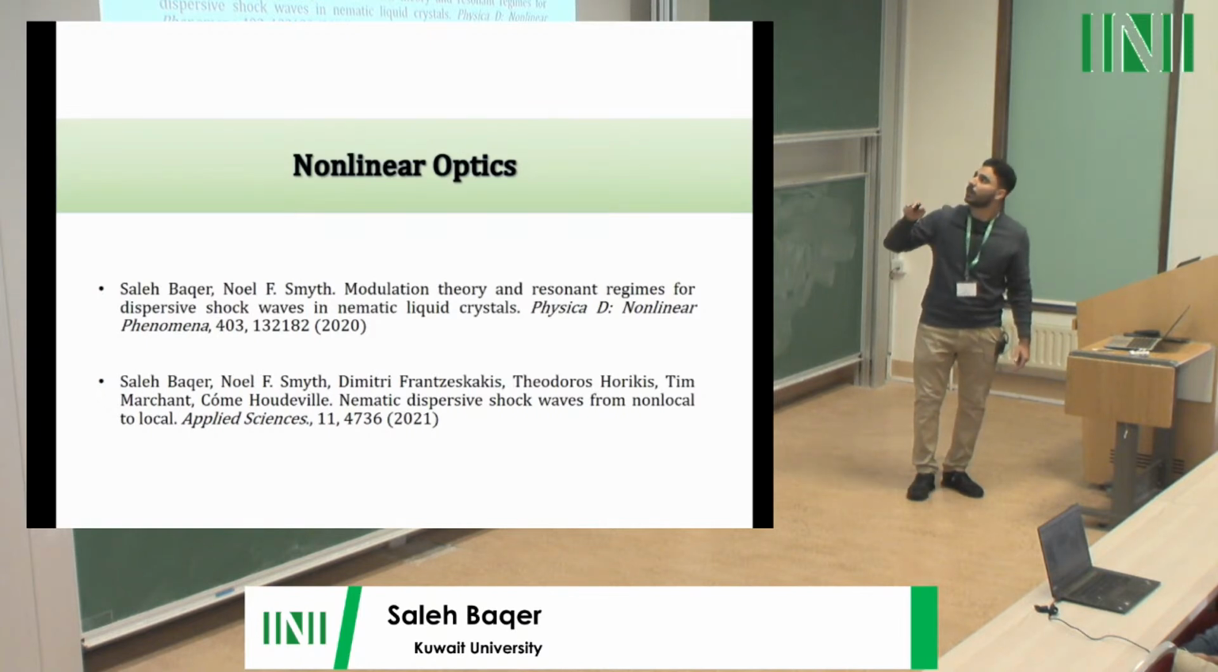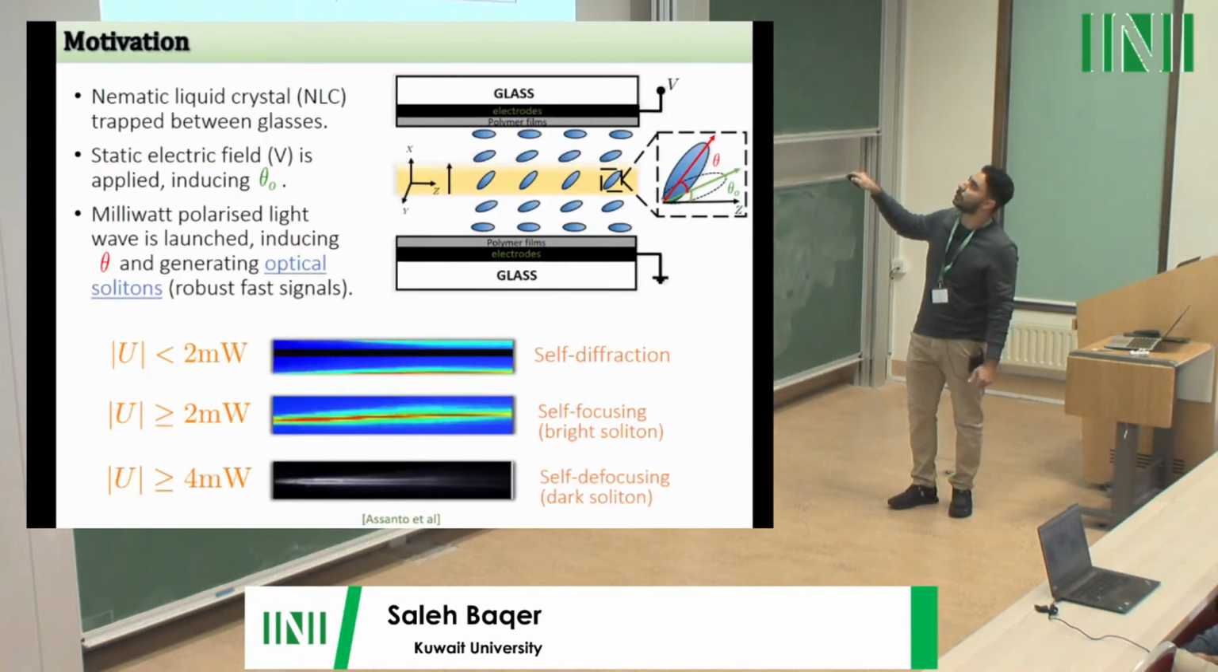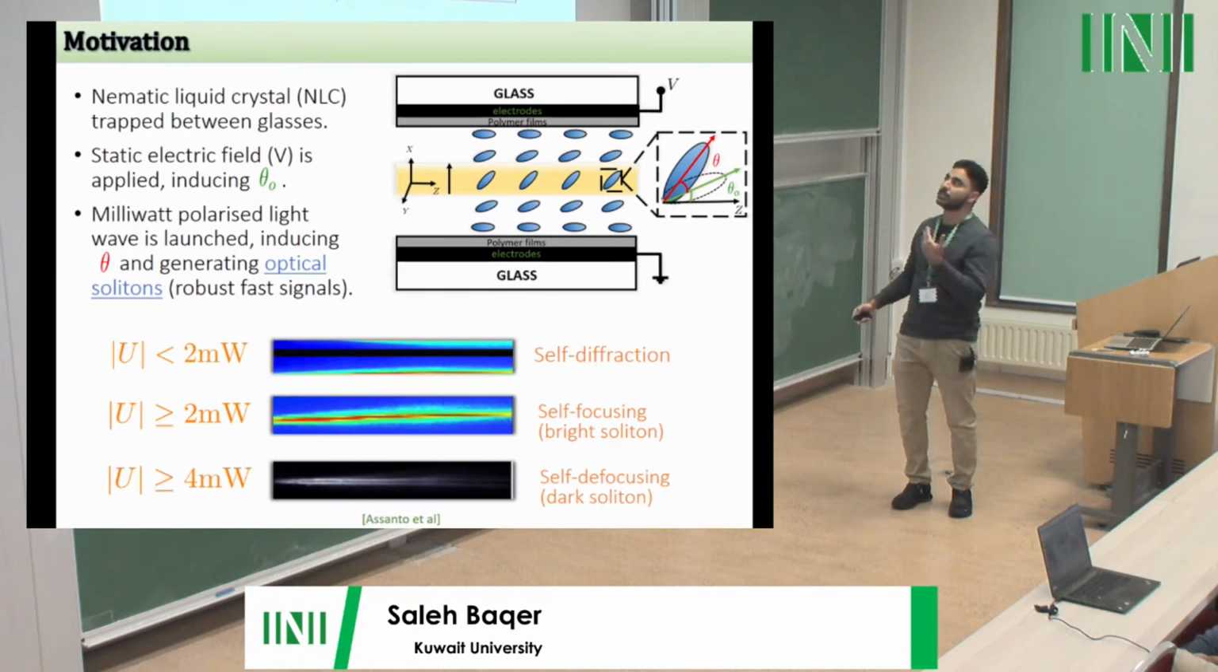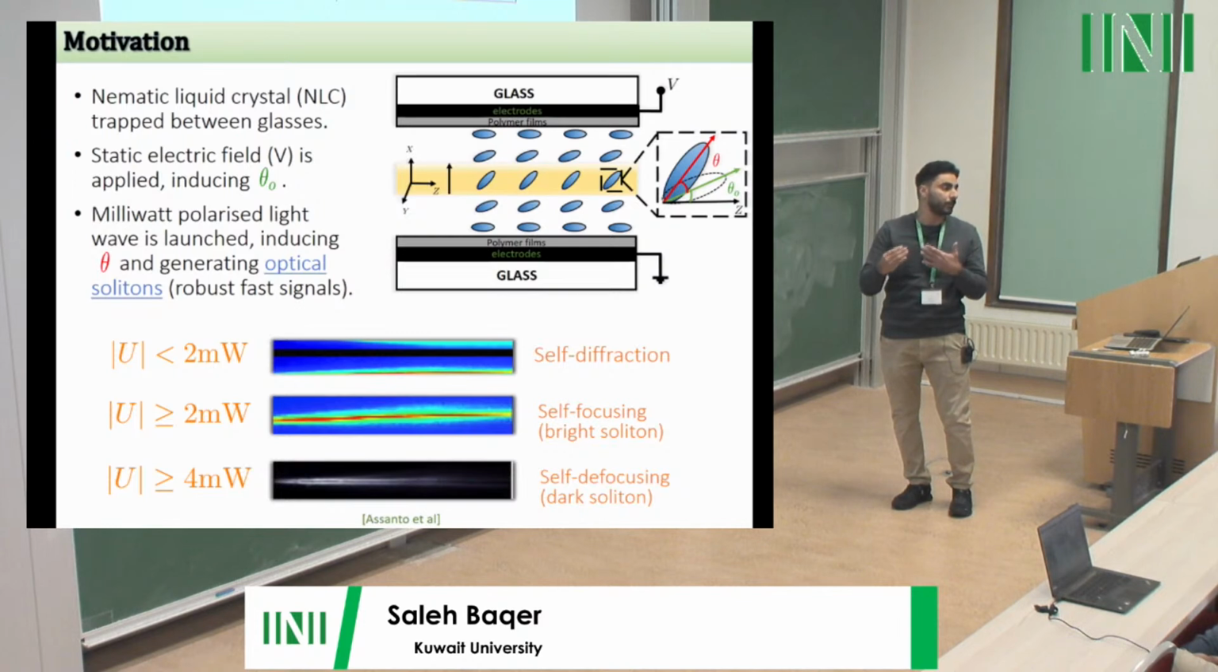So starting with nonlinear optics, this is a nematic liquid crystal cell trapped between two plates of glass. There is a voltage source that generates a static electric field that rotates the molecules by an angle theta naught and to overcome Frederick's threshold. Frederick's threshold is the minimum amount of electric field required to rotate the molecules by a milliwatt laser beam. And then you have a linearly polarized electromagnetic wave going through the cell. The main objective of this experiment is to see how a light wave interacts with nematic liquid crystal, which is useful when it comes to designing optical devices.